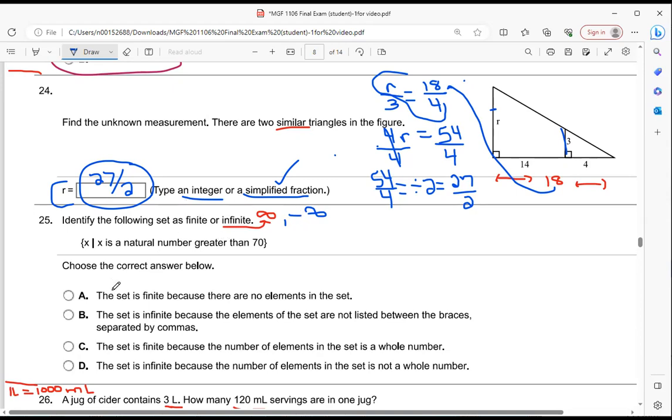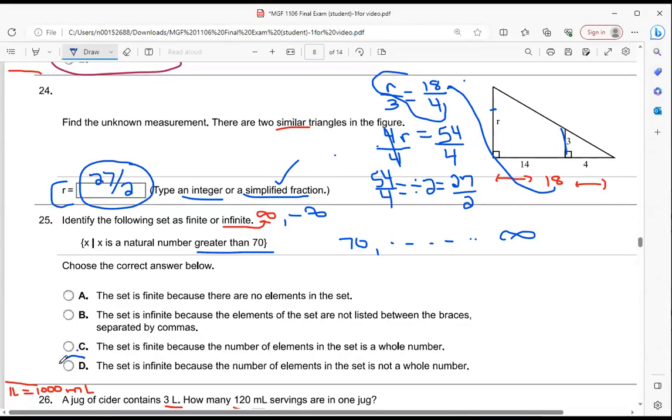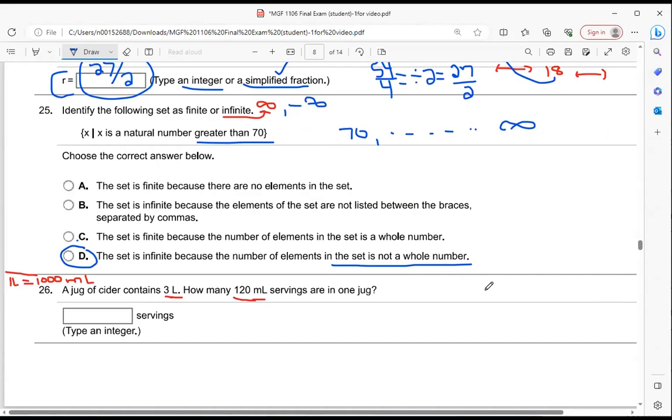The answer to that is that it would be an infinite set, because although we're looking for values that are greater than 70, there's an infinite number of values on that number line that'll be greater than 70. So we would choose letter D in this case. The set is infinite because the number of elements in that set is not a whole number. It runs infinitely.